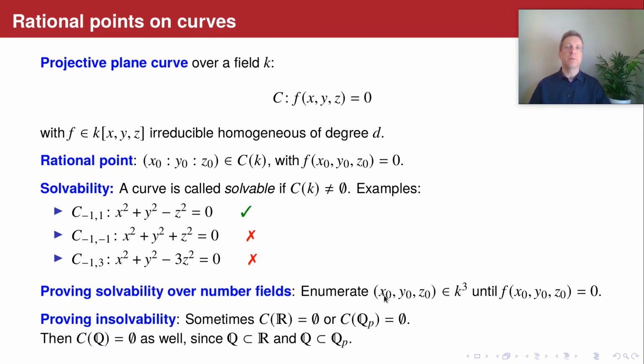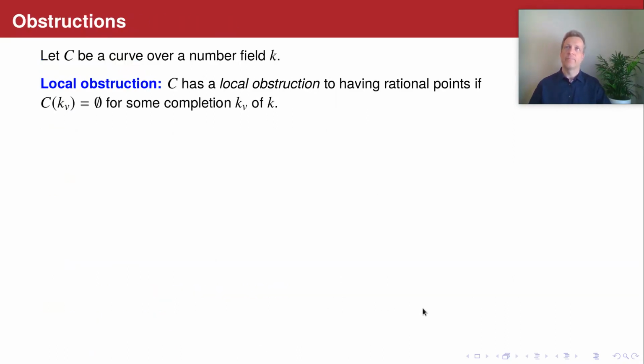In order to show that a curve does have a rational point, there's an easy, although perhaps inefficient, approach. One can simply enumerate the rational points over a number field. A number field is enumerable after all, and one will eventually stumble on a rational point if it exists. To prove insolvability, one might be able to prove that, for instance, there are no real or p-adic points on the curve, and then because Q is a subfield of these larger complete fields, it follows that there aren't rational points either. This last remark is one example of an obstruction.